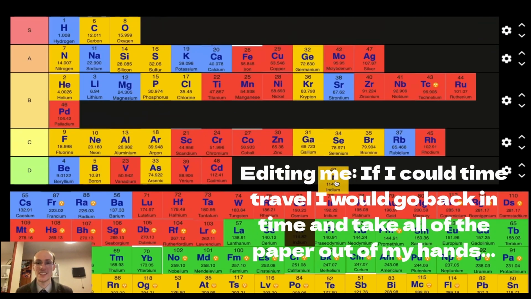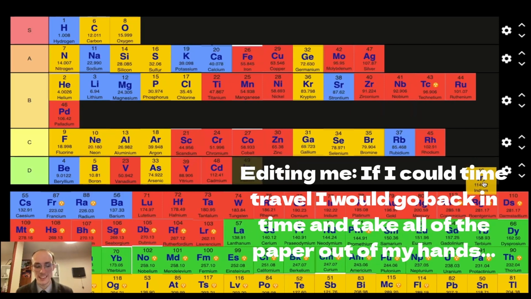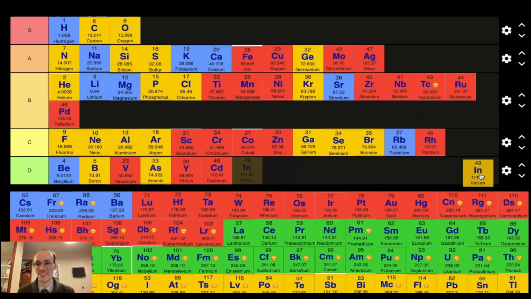So we talked a lot about CRT TVs and how they use some of these elements up here. Indium is used in LCD TVs, so we've moved on a generation in TVs now. So it is considered one of those technologically critical elements. It's also used as a soldering material, so if you do a lot of soldering, you probably have a lot of access to indium, and it is used in solar cells. So I think it can go in C. Why not? Next up is tin.